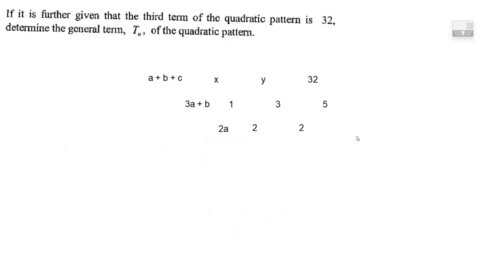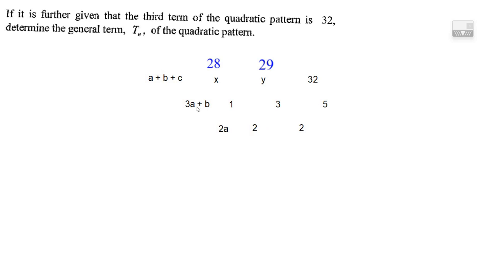Now, what would that look like? Well, the third term would be 32 right there. And then if you take the second term and add 3, you get 32. So that means y must be 29. And if you take the first term and add 1, you get 29. So it must be 28.